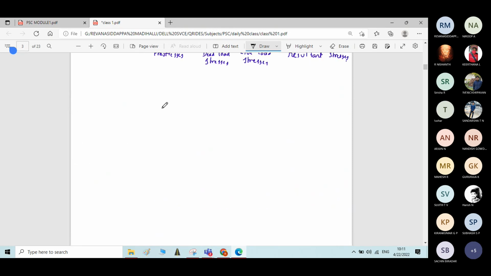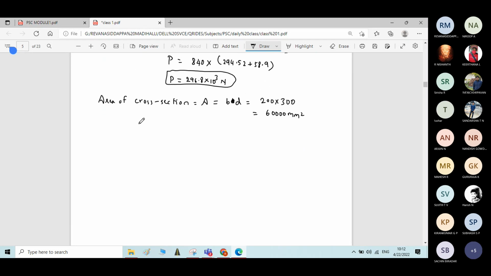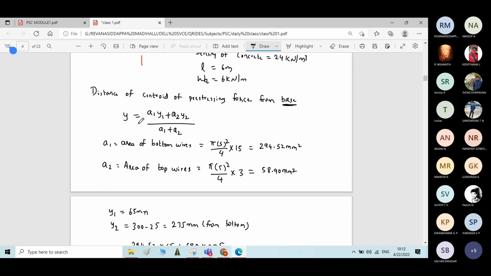Next, what is required? Area of cross section of the beam is required, that you calculate now. A is equal to just B into D, width into depth, 200 by 300. What is the answer that you get? You will get 60,000 mm square. Then what else is required?